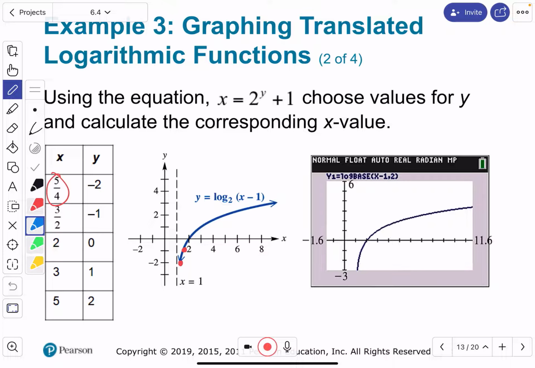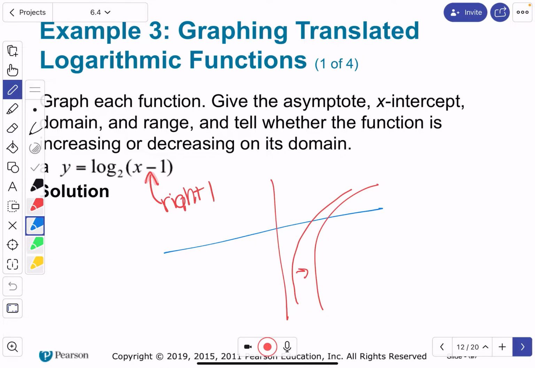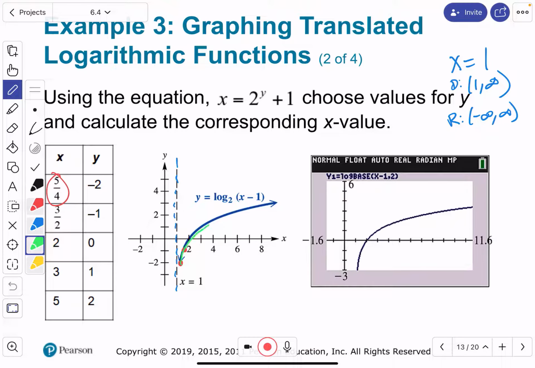So if we look at this graph, the asymptote is 0 in the standard one. So since we went right 1, our vertical asymptote would be x equals 1. Domain starts at 1, goes up forever. Range, arrows on both ends, so -infinity to infinity. What else does it ask for? And then increasing or decreasing? Well, as you go to the right, it goes up, so it's increasing.